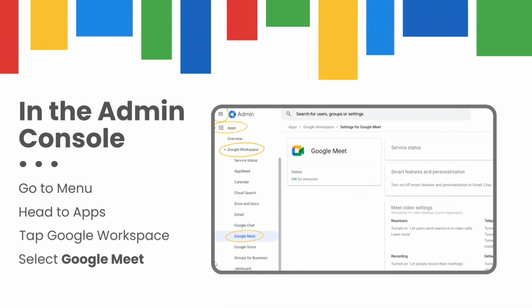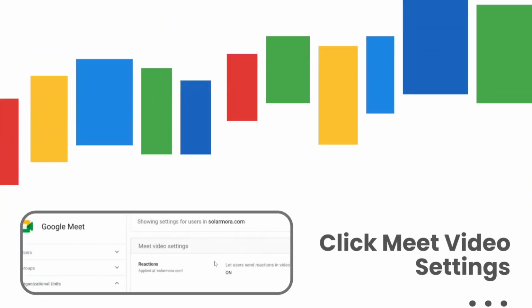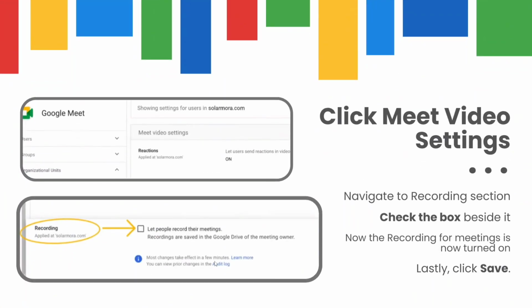After doing this, you need to head to the admin console after logging in. Then head to the menu, then click Apps and tap Google Workspace, and then you will find the Google Meet here, so select Google Meet. This will redirect you into this tab, so you need to navigate to or click the Meet video settings.